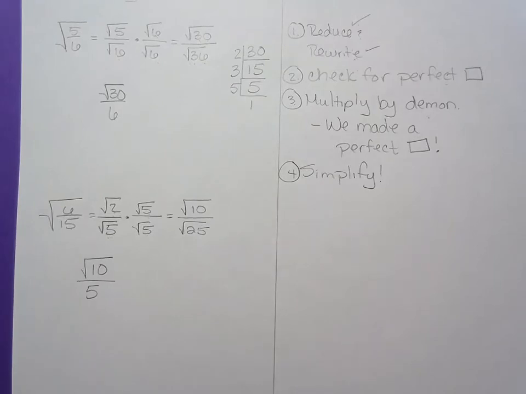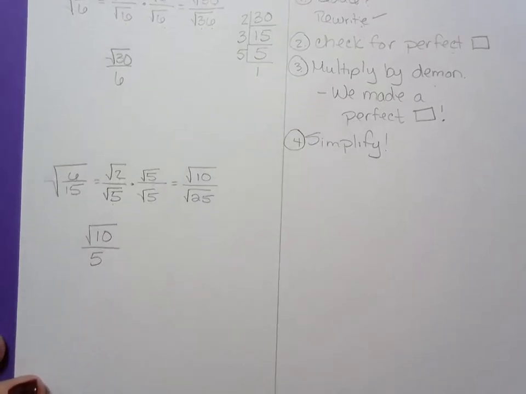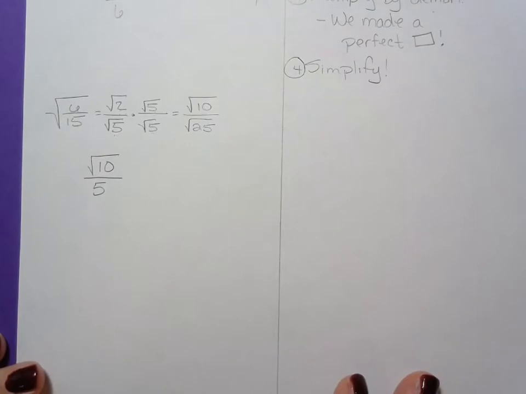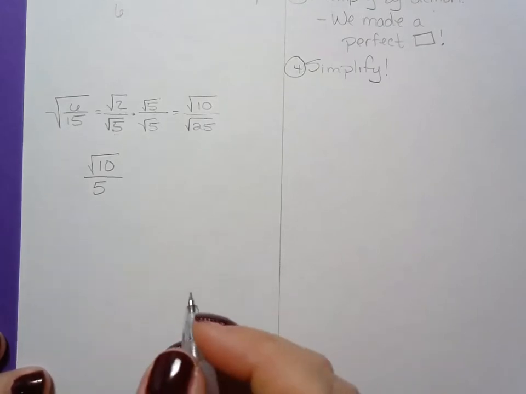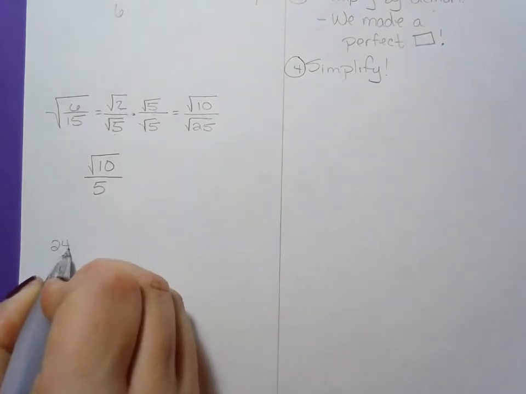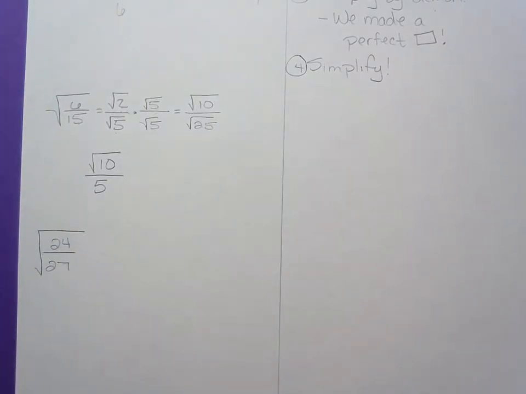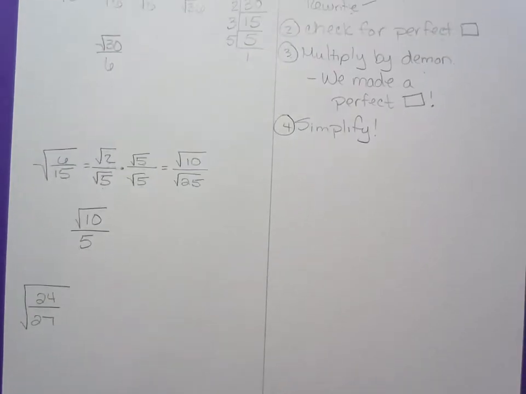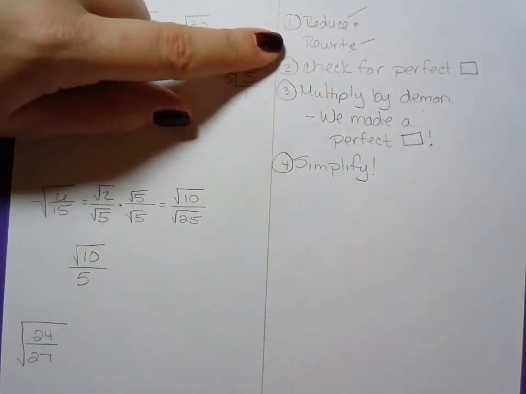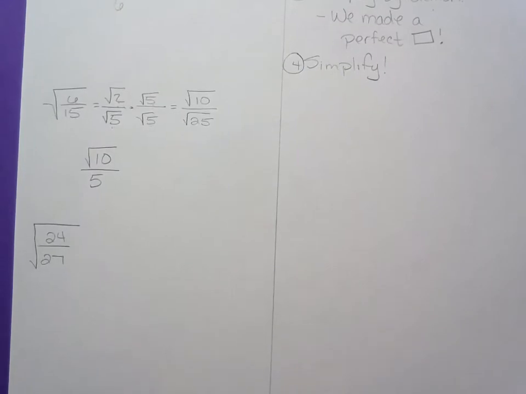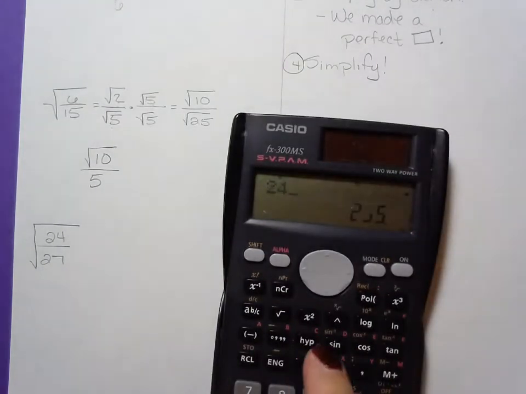Let's do one more example and see if maybe we can get lucky and find something that actually has a perfect square in it. So let's do 24 over 27, and we want to know the square root of that entire thing. So we'll go back to our steps up here at the top of our paper. We're going to reduce and rewrite the fraction. So 24 over 27 is 8/9.